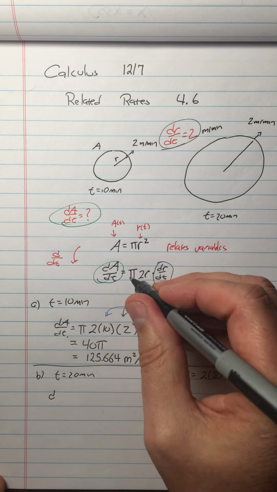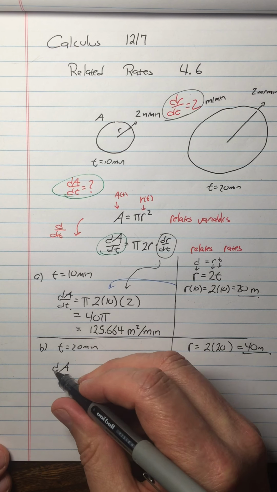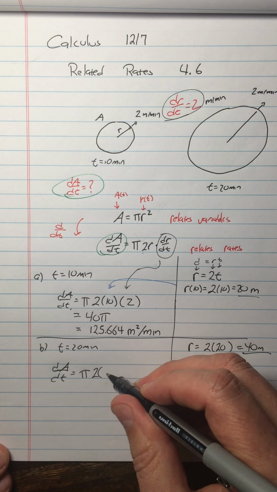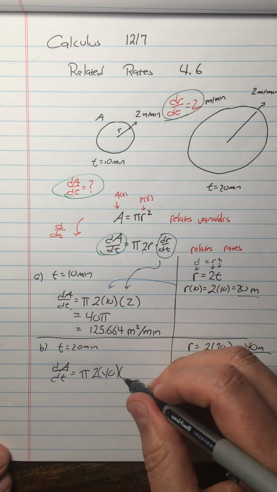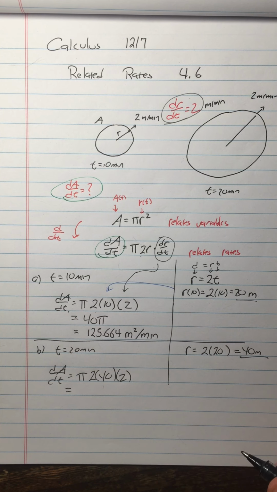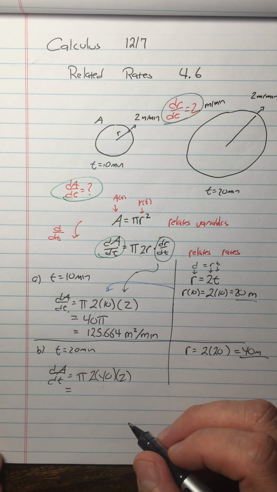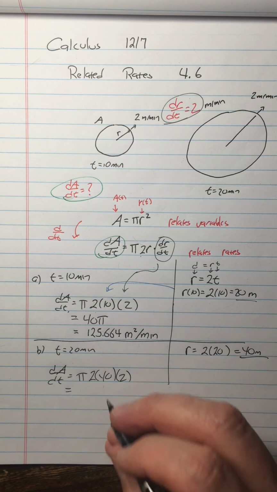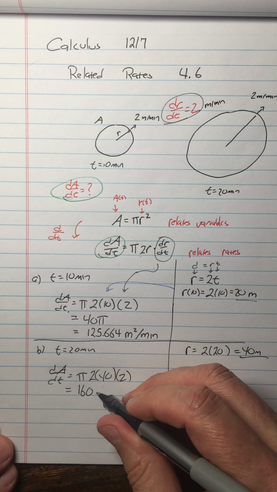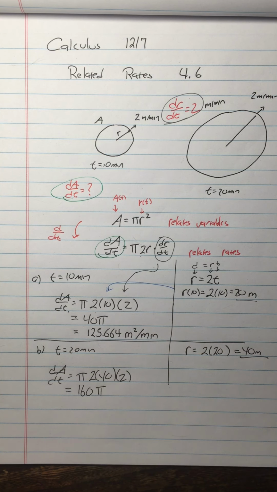And then when I come back to my equation here, dA/dt equals pi times 2, and now my radius is 40 times my dr/dt, which is still 2. All right, and now I get 160 pi, right? I'm just surprised that it's 4 times as much, but it actually makes perfect sense why it's 4 times as much. 160 pi meters squared per minute.